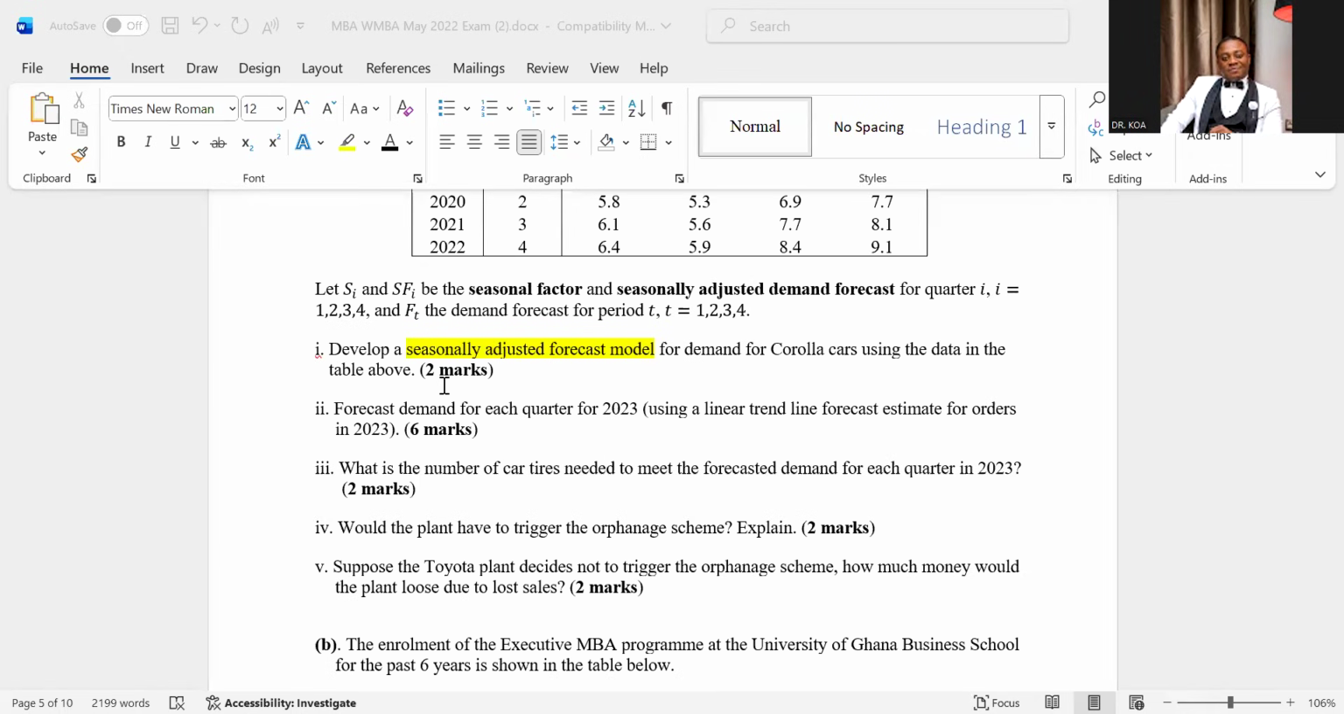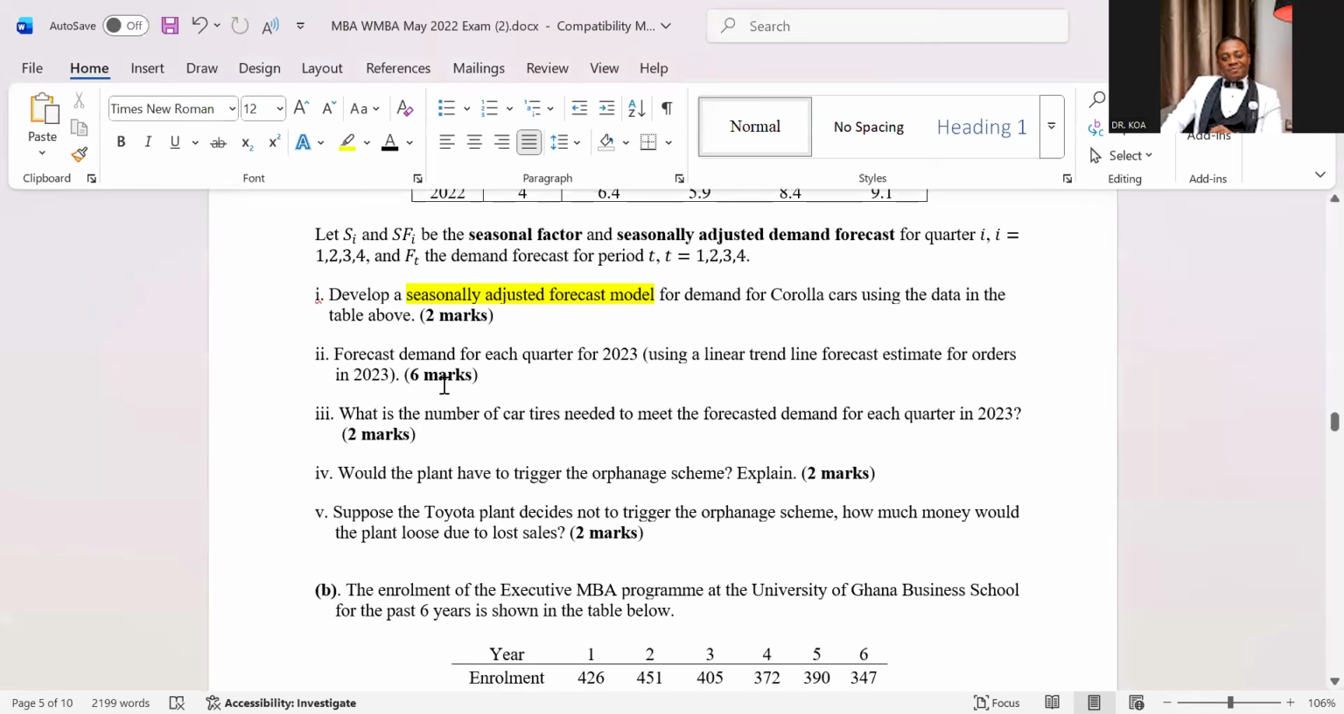Now, would the plant have to trigger the orphanage scheme? That's the one we're looking at. And we've all come to the agreement that the amount of 162,750 ties is more than the 100,000 that the Toyota company has been contracted to collect. It means that they need to fill in that other part.